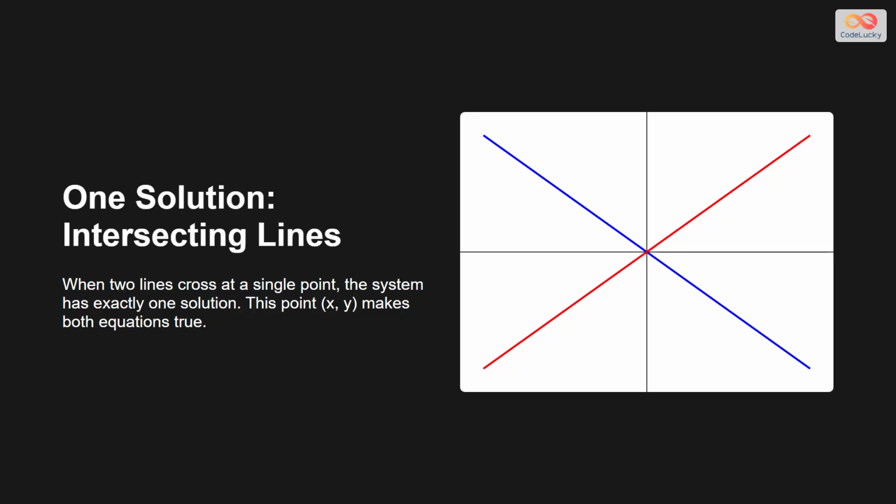In many cases, a system of equations has one unique solution. If you graph the two linear equations, you'll see two lines that cross at a single point. The coordinates of this intersection point, an x and a y value, represent the one and only solution to the system.